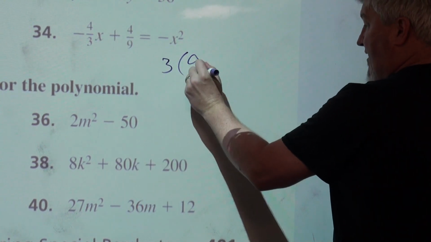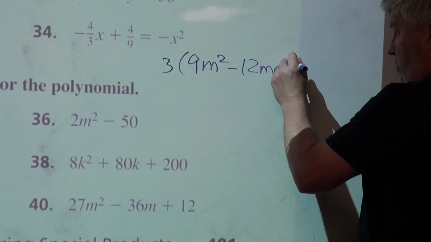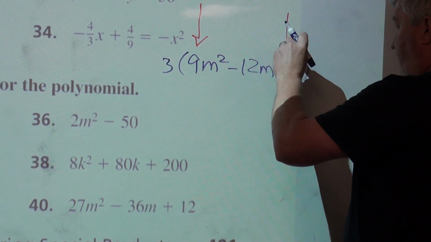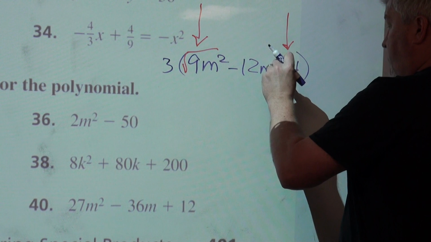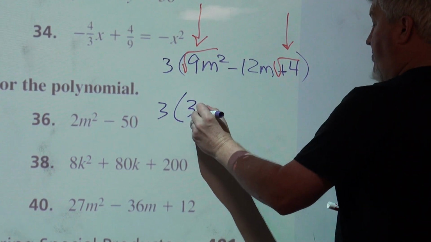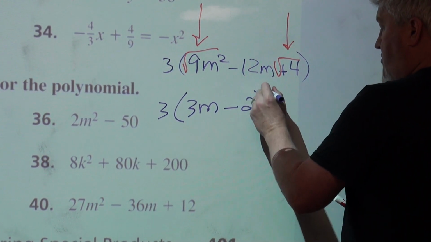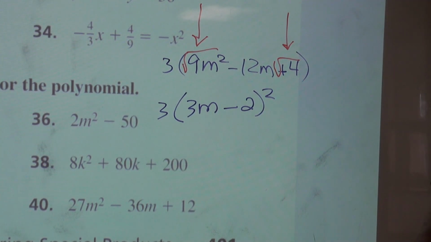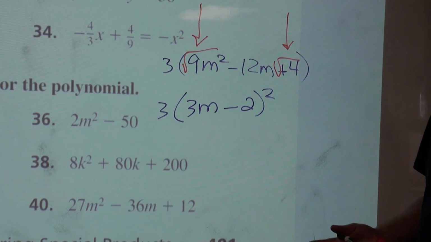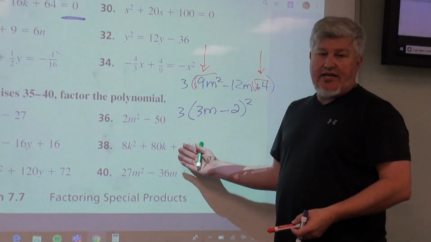That leaves me with 9m squared minus 12m plus 4. Notice, perfect square, square root, square root. So I have 3 times 3m, negative sign, minus 2 squared. Okay? And that's your answer. That's it. Hopefully you see, as you do this more and more, this should become pretty second nature to you.